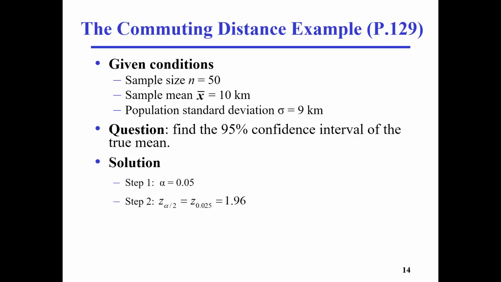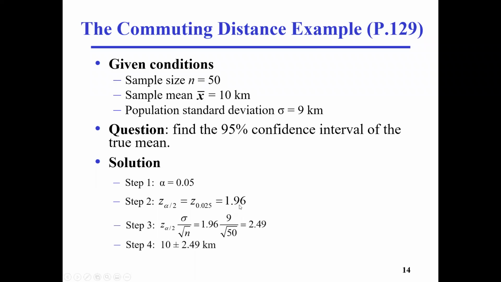So for the solution, let's just follow the steps mentioned in the last slide. Because we're talking about a 95% confidence interval, the confidence level is 95%, in other words. So alpha is equal to 0.05. Step two, you need to find z half alpha. So half alpha equals 0.025. You use table A2 to find the z value, which is 1.96. Like I mentioned before, you should memorize this specific value for the standard normal distribution. When alpha equals 0.05, z half alpha equals 1.96.